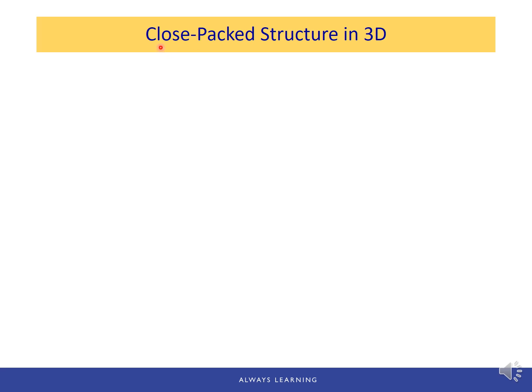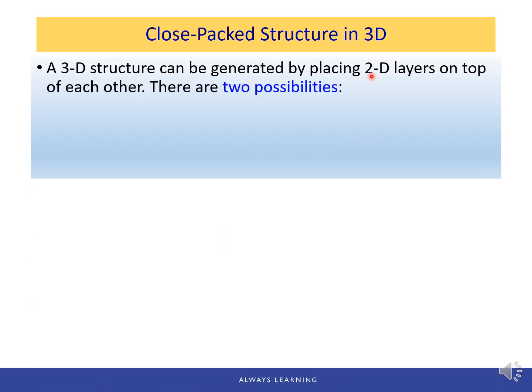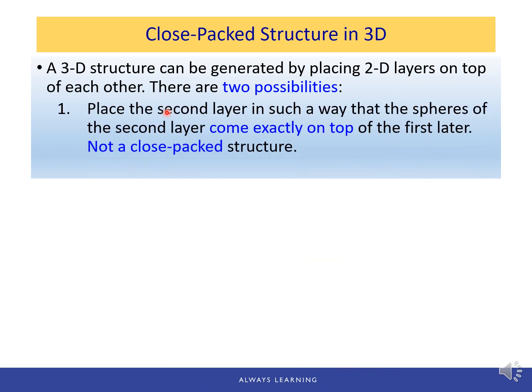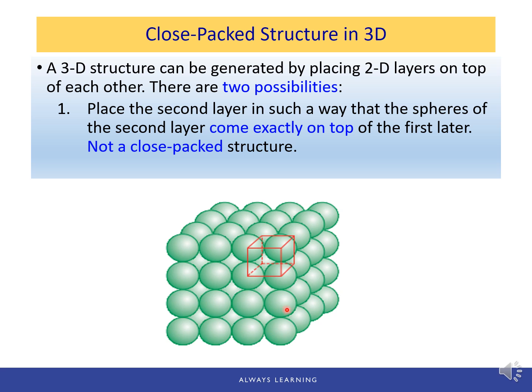Now let's move up to close packed structure in 3D. A 3D structure can be generated by placing 2D layers on top of each other, and there are two ways to do that. The first method is to place the second layer in such a way that the spheres of the second layer come exactly on top of the first layer, and the third layer exactly on top of the second layer, and so on. This is an inefficient way of filling the space, and the result will be a simple cubic lattice.